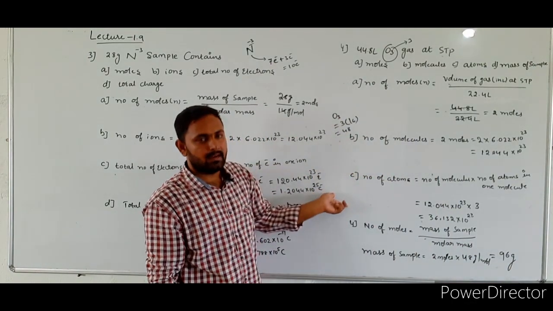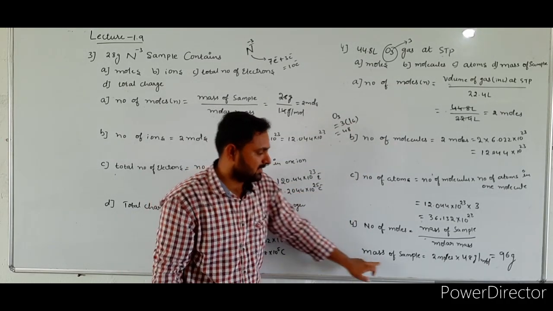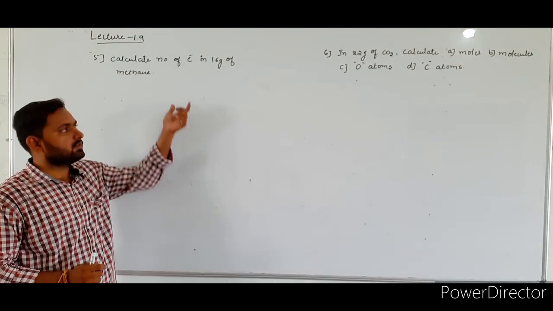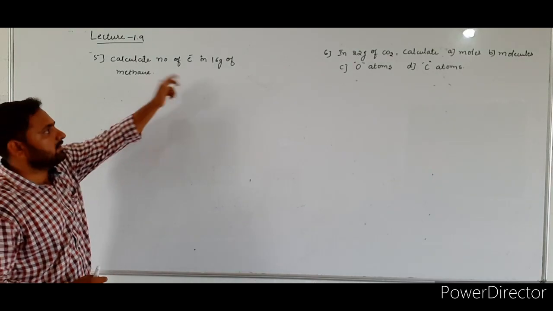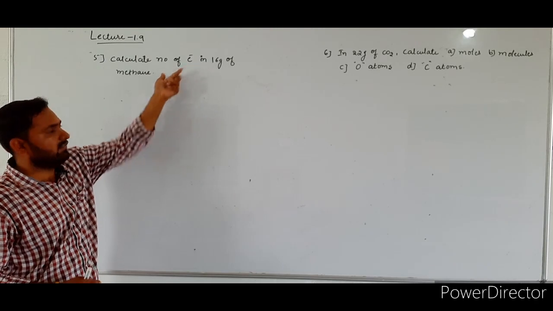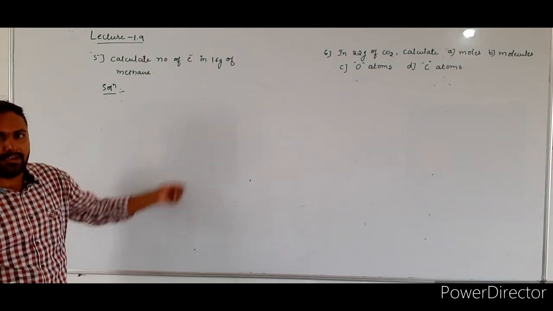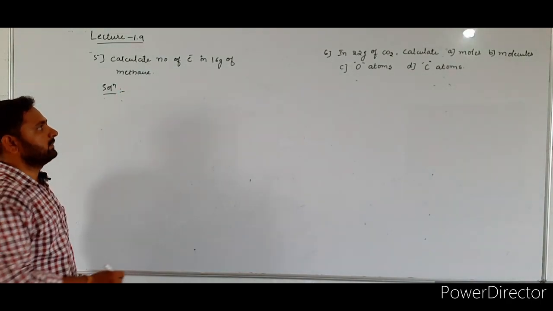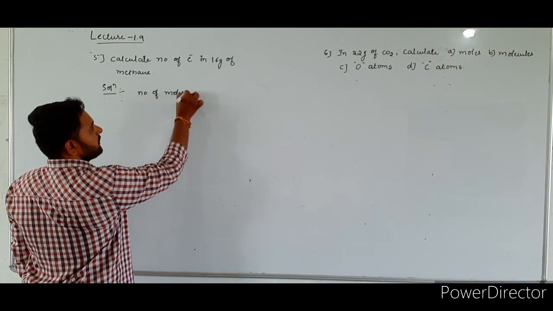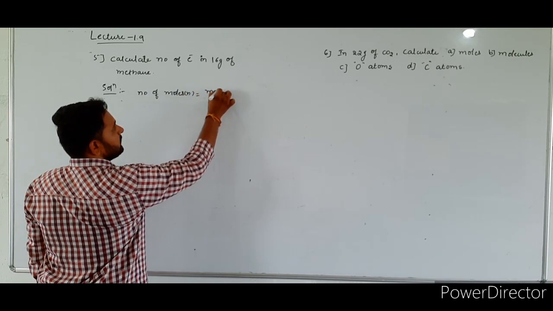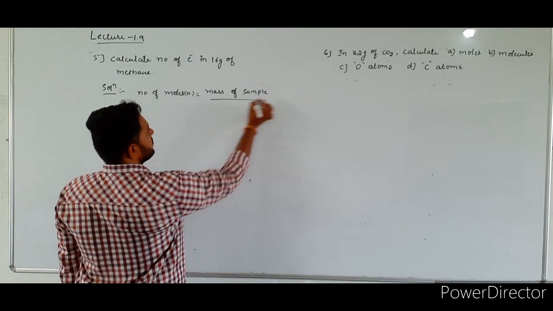In this way we have to calculate number of moles, number of molecules, number of atoms and mass of sample. Next numerical. Calculate number of electrons in 16 gram of methane. In 16 gram of methane we have to calculate number of electrons. First we have to calculate number of moles present in 16 gram. See, number of moles is equal to mass of sample divided by molar mass.